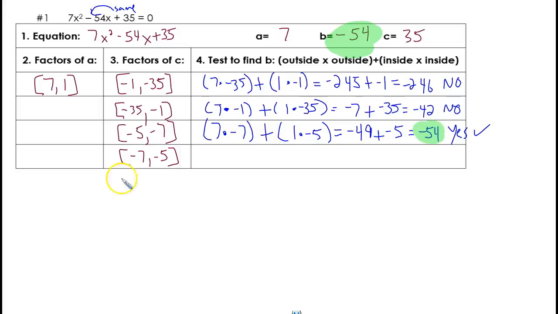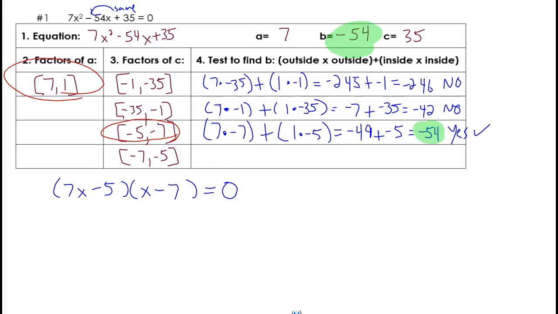So that's the one that we're looking for. That's the combination. So remember, when we do this, once we decide, hey, this is what works, we can go ahead and put them together. The 7x and the 1x go first. Instead of 1x, I'm just going to write x. And the minus 5 and the minus 7 go at the end. They have to go in that order, right? 7x minus 5, x minus 7, so that what we just did works.